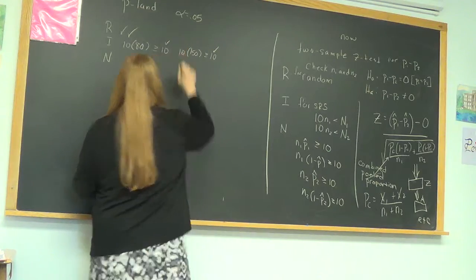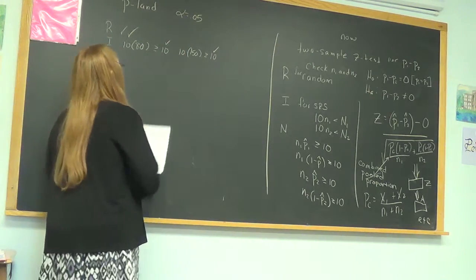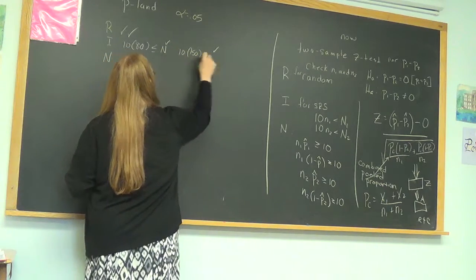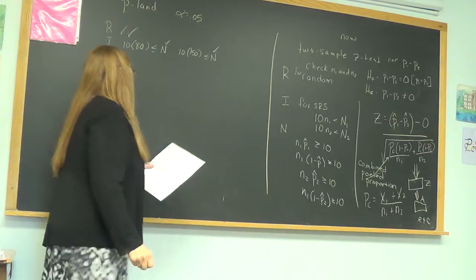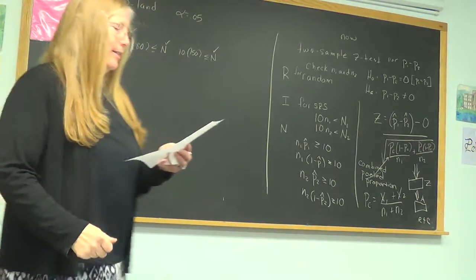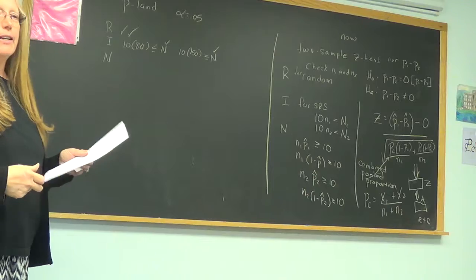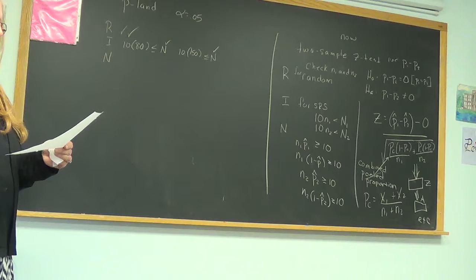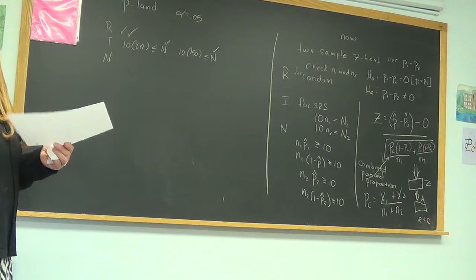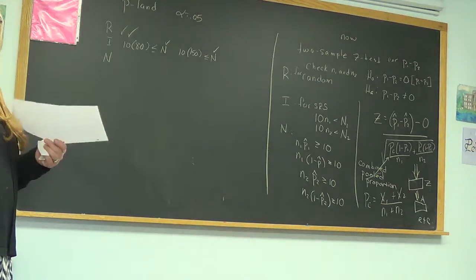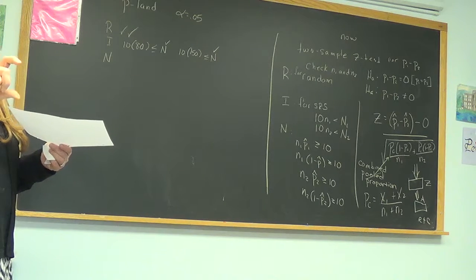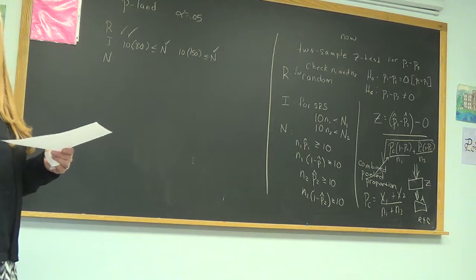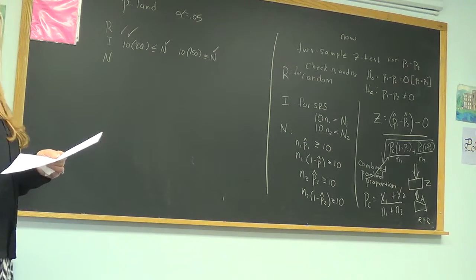Wait, it should be less than or equal to big N, the population, which is greater than 1,500. Because it gave us that, we're saying there's more than 1,500 students at both schools. Yeah, we're assuming that. And in fact, if you were working for a statistical company, you would actually write that in your report. Assuming there are more than 1,500 students, we can rely on this data.